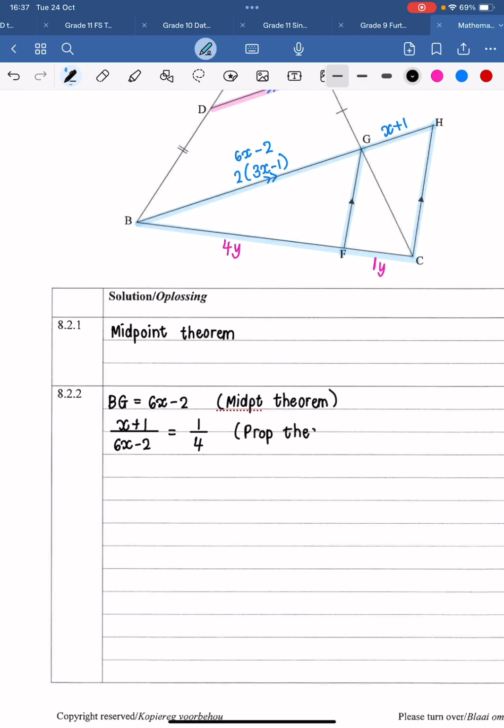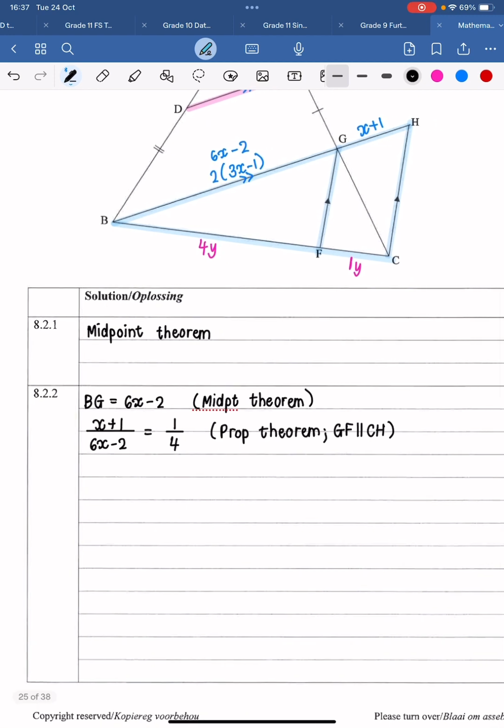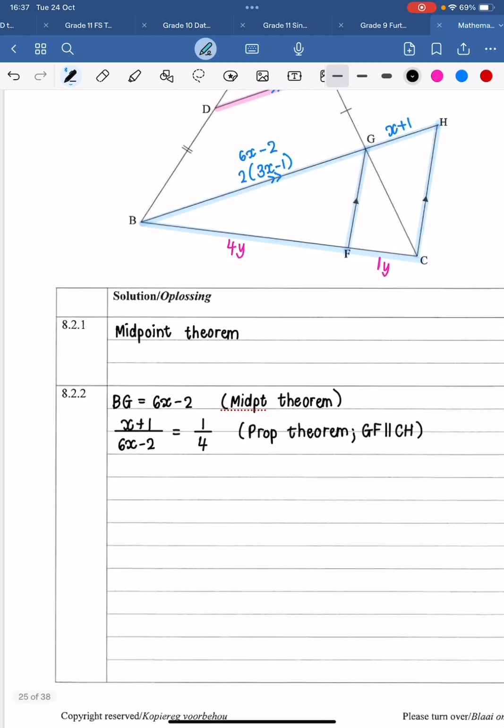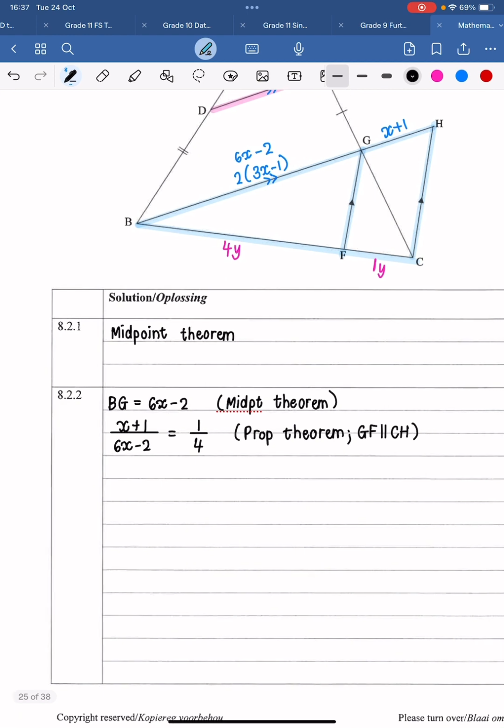And guys, super important, when you are using prop theorem, you have to state the lines that are parallel. So GF or FG is parallel to CH. If those parallel lines are not there, you are not going to get that mark, guys. That is very, very important. Please remember that. That is actually what they give the mark for: stating the lines that are parallel. Now, this is an equation that will allow me to solve for x.